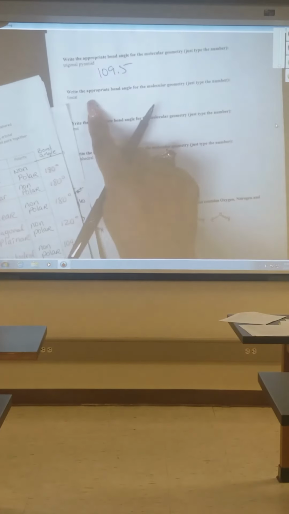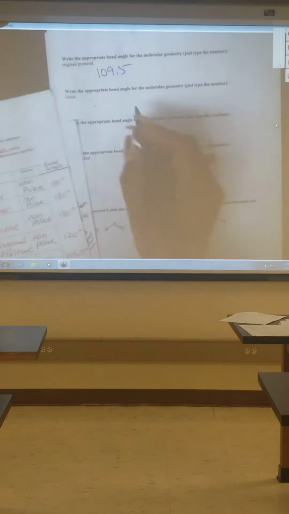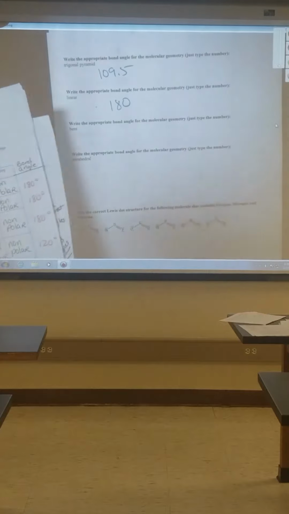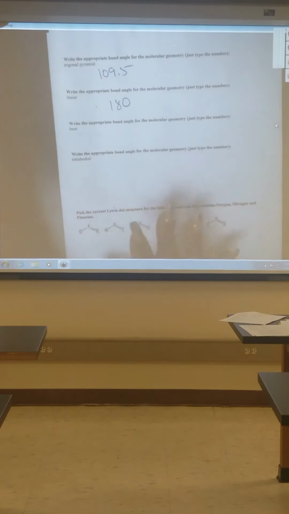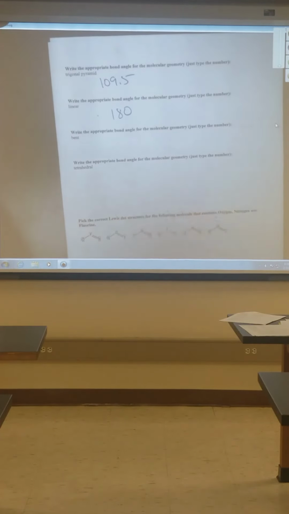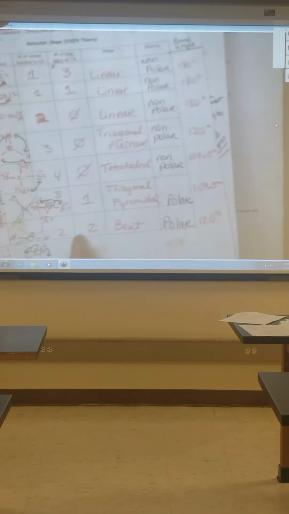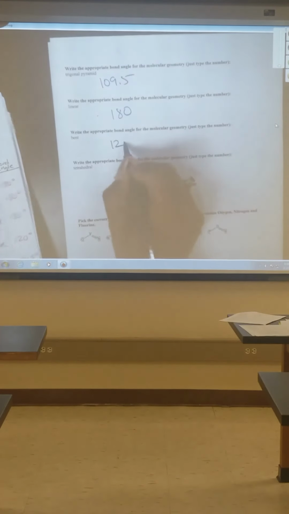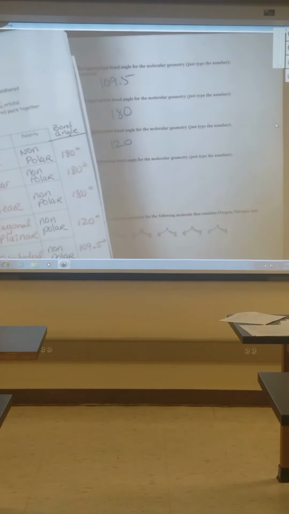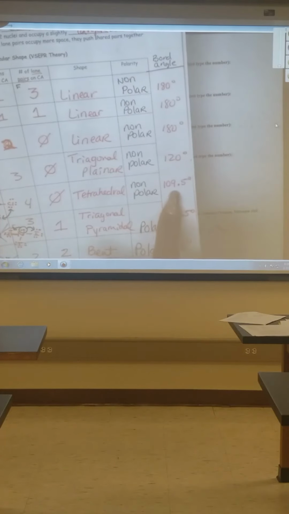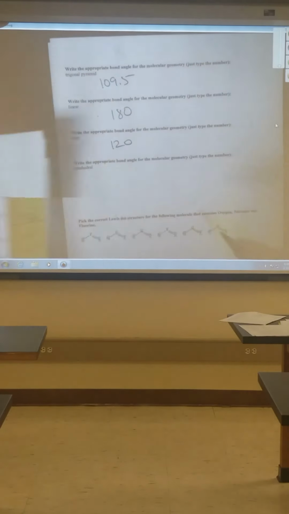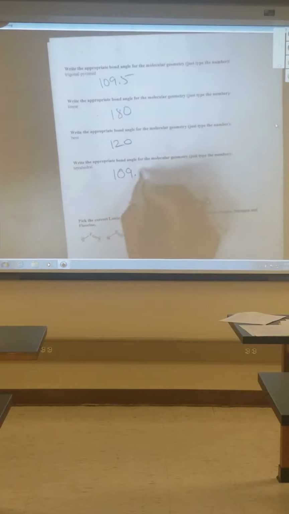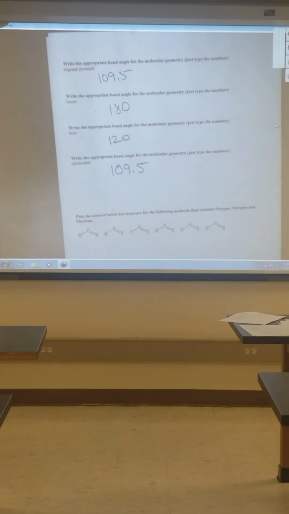The next one is linear. Linear is 180. And you know it's degrees, but I didn't want anybody to stress about having to do the little degree sign. That's the reason why I said just write the number down. The next one says bent, and we know that H2O is a great example of a bent, 120 degrees. Tetrahedral, it's 109.5 degrees. I was hoping you had them in your notes, so hopefully that would have been fairly easy for you.